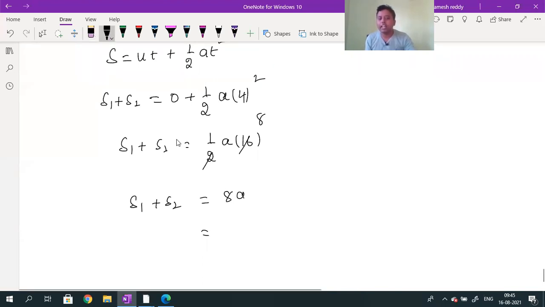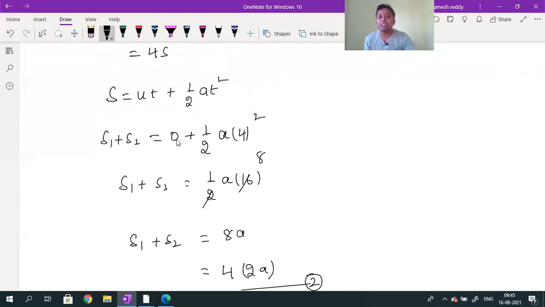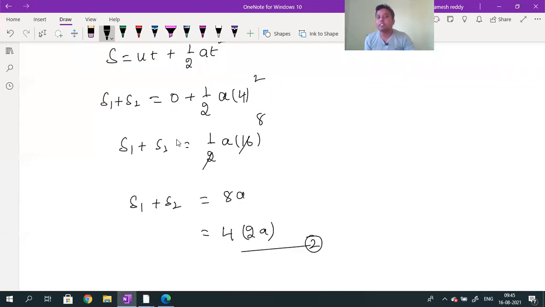This 8 into A value I am writing, 4 into 2A. Can I call this equation 2? Very good. No, it is not S1. It is the S1 plus S2 value. The total distance from A to C is S1 plus S2, which will be equal to 8 into A. 8A can be written as 4 into 2A.